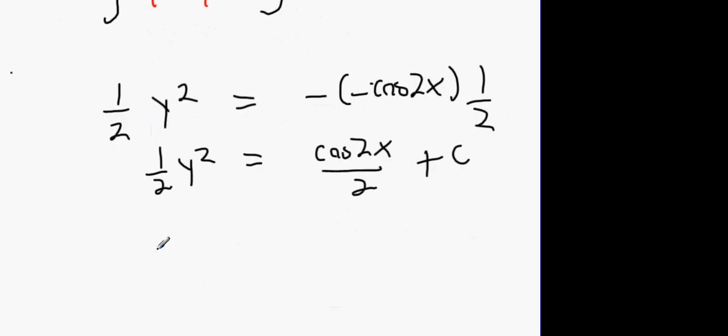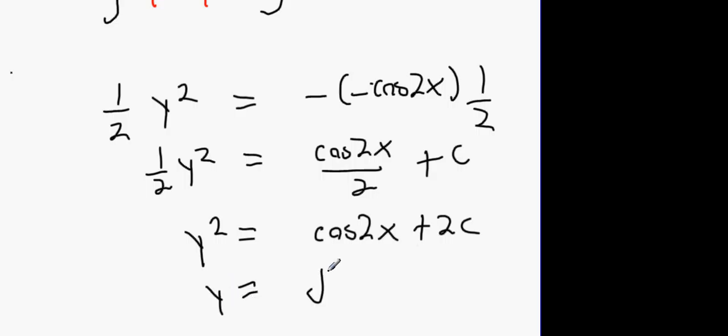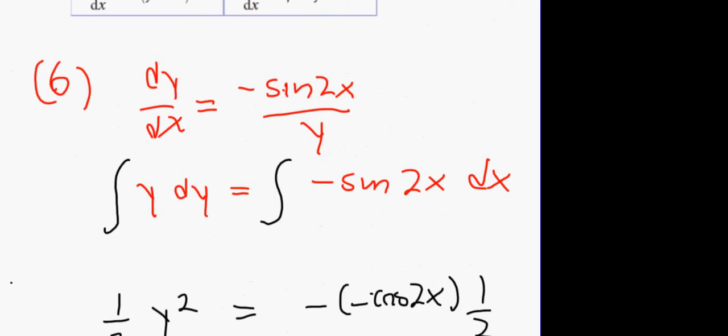Okay, now we've got to figure out what y is. So we can say that y squared equals cos 2x plus 2c. y equals the square root of cos 2x plus 2c. Please remember there are also two answers. It's the plus answer and the minus answer. So plus or minus. Okay, last question of the day.